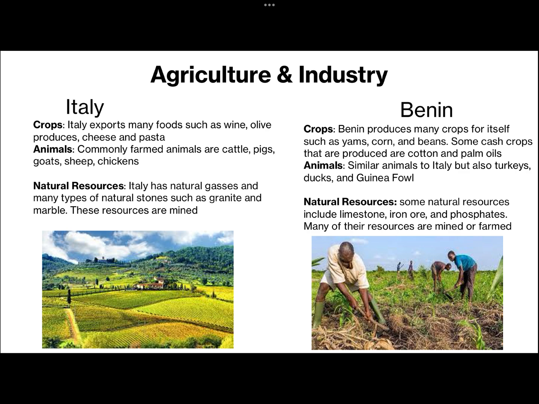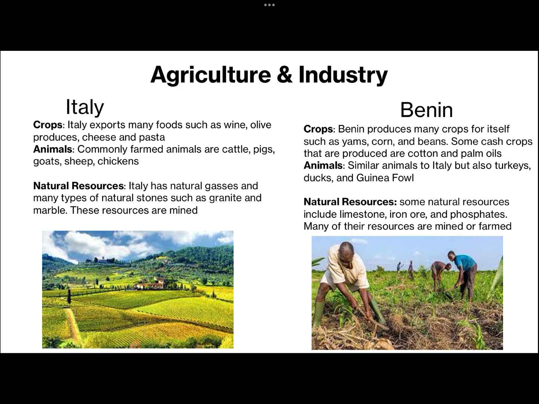Below is a picture of a farm in Italy, which is very high quality compared to the low-tech farms in Benin, which can be shown on the right. Now, some crops that are grown in Benin are yams, corn, beans, and they also have many cash crops that are produced, such as cotton and palm oils. Animals there are similar to Italy, but also include turkeys, ducks, guinea fowl, and more.